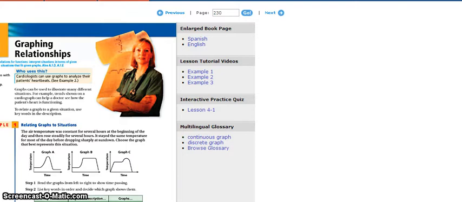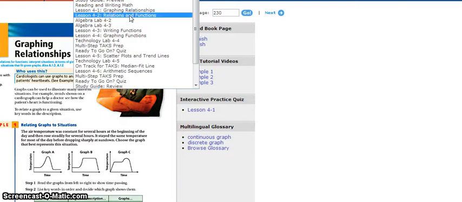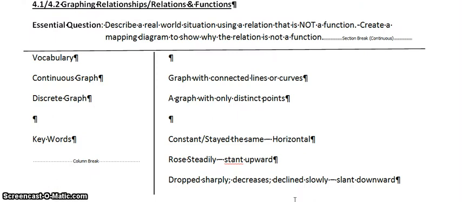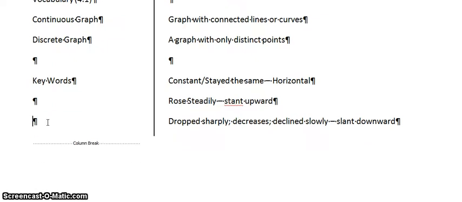Now we're going to move on to section 4.2, relations and functions. Still the same essential questions, still the same notes, but we have 4 vocabulary words that we need to add to our notes. So this was the vocabulary for 4.1, and this is going to be our vocabulary for 4.2. Remember, you can always pause the notes and rewind the notes as much as you want.